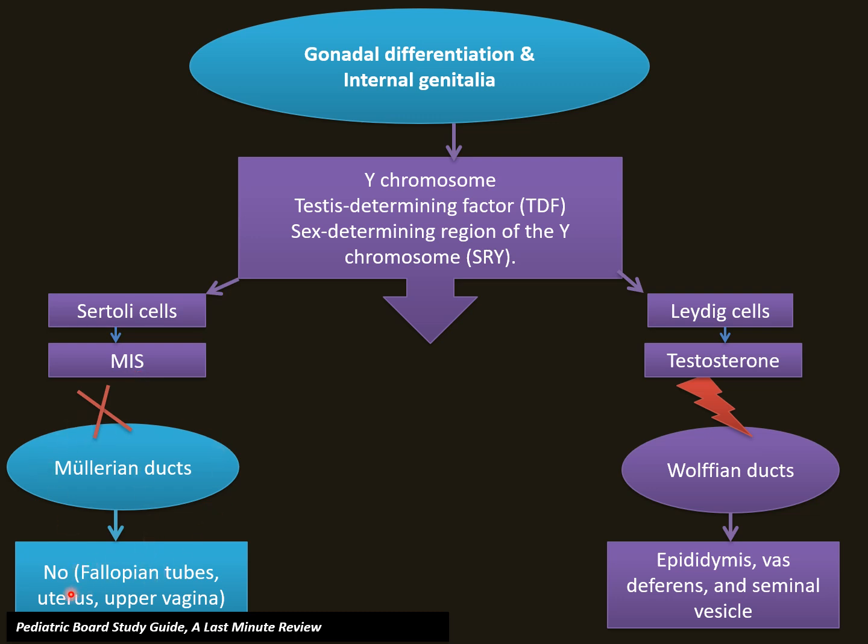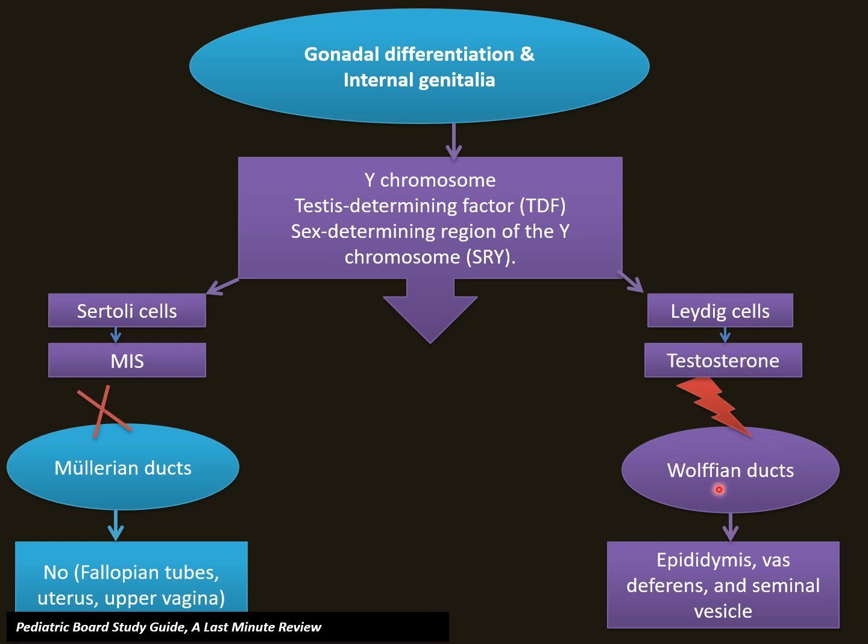Will have uterus, fallopian tube, and upper vagina. But in order for you not to have this internal structure, you have to have MIS, Mullerian inhibiting substance. And this is the function of SRY and Y chromosome. So the Y chromosome and the SRY, they will stimulate the Leydig cell to produce testosterone.